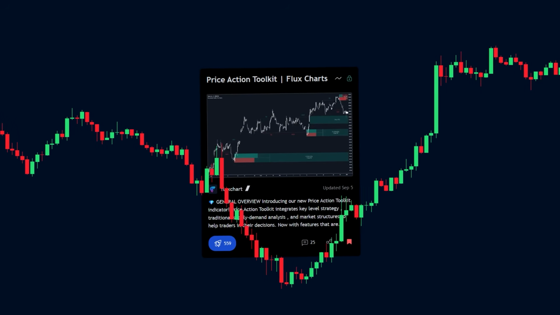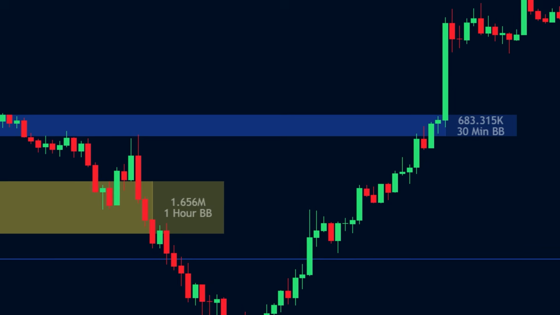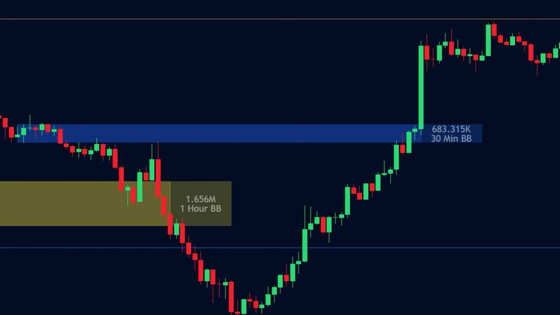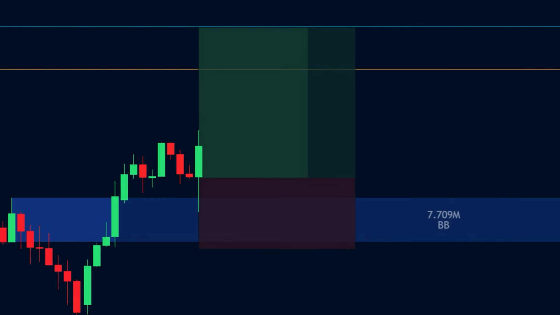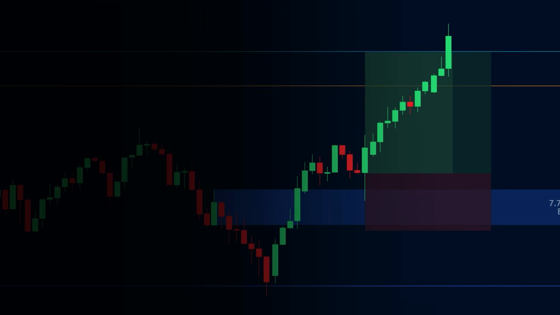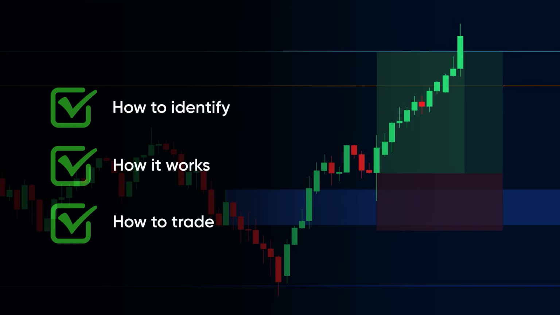The price action toolkit makes this effortless. Liquidity levels are plotted automatically. Multi-time frame breaker blocks show you higher time frame structure. You see the setup forming in real time. You wait for the retest. You take the trade. You manage your risk. You let the market do the rest. Congratulations, you've just learned how to identify breaker blocks, how to use the indicator, and how to trade them.